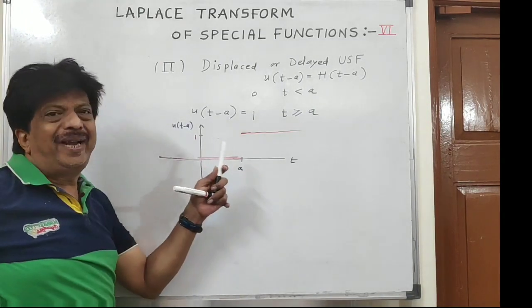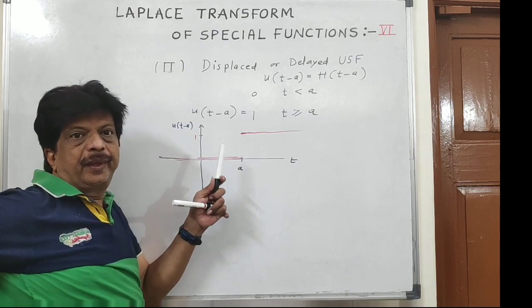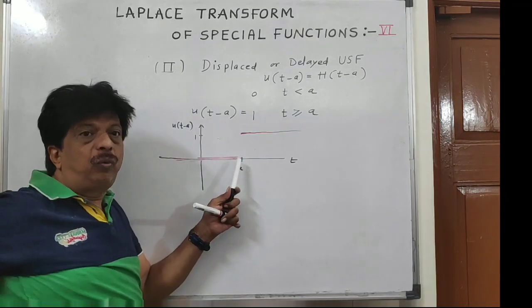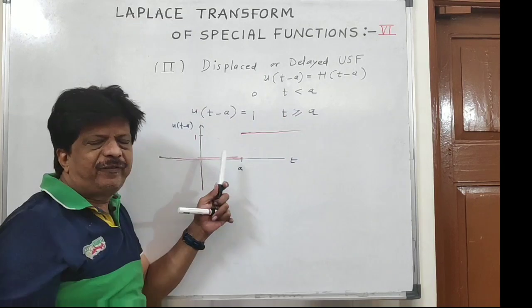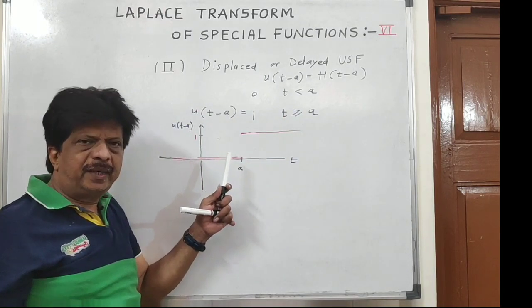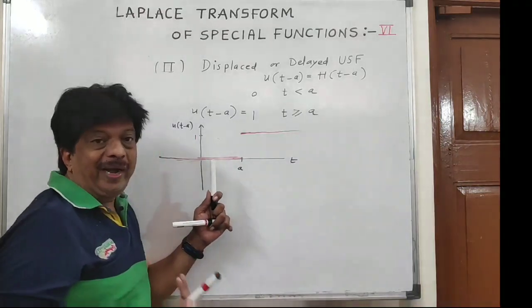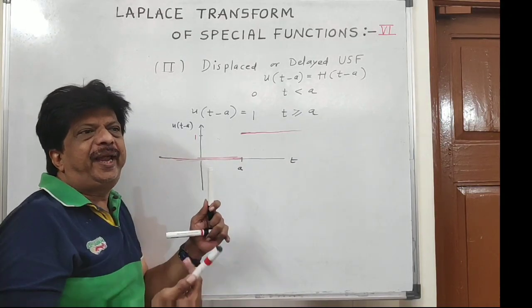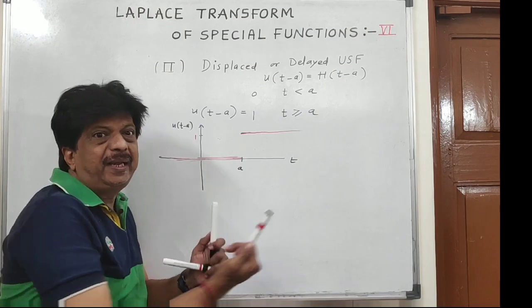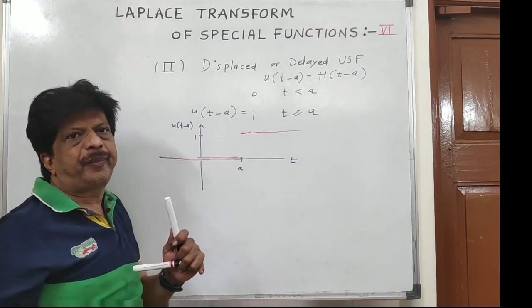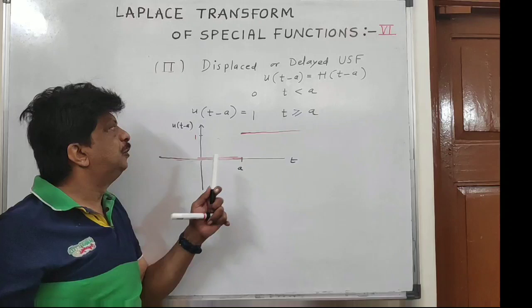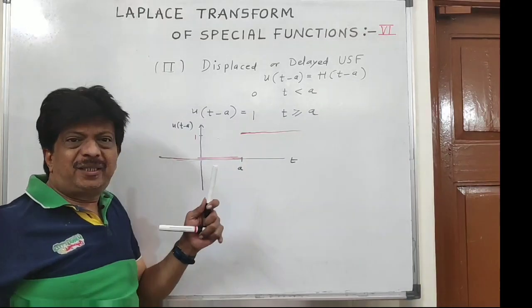It is giving the unit signal from t equal to a and onwards after that. That is the meaning. That is why it is also called the displaced or delayed unit step function. At time t equal to a it is providing the signal of unity. From the plot itself, it can be better understood.